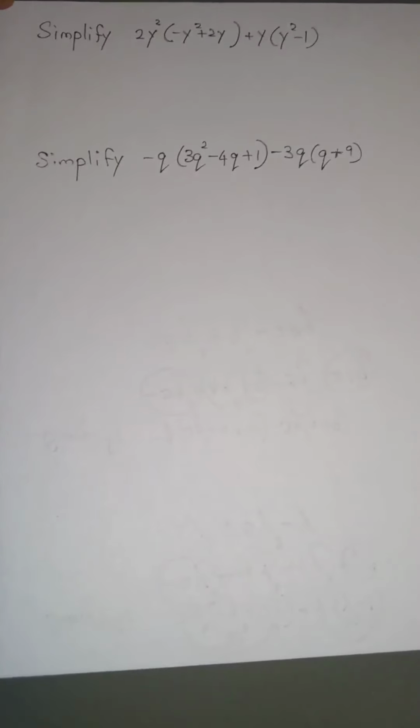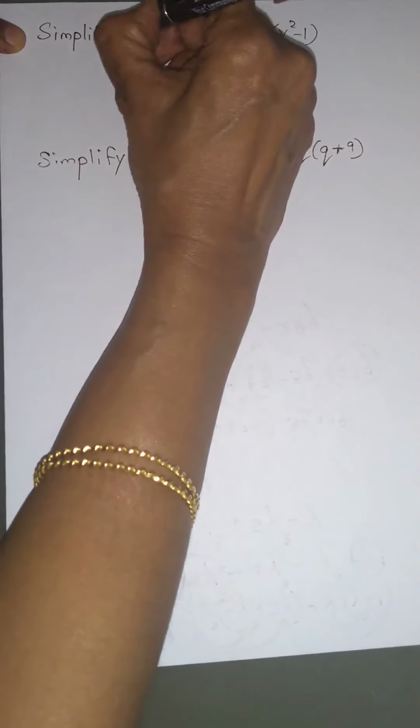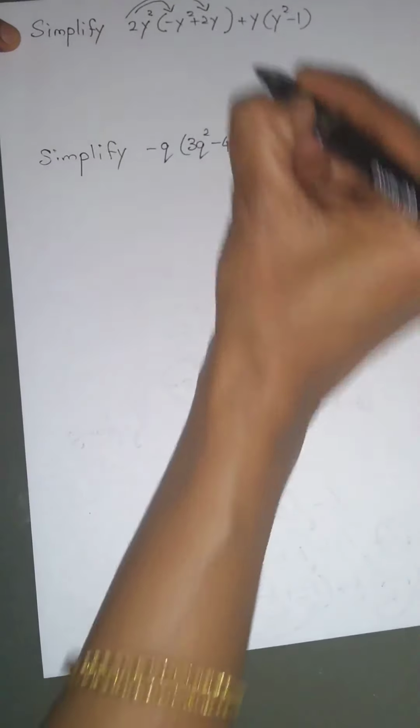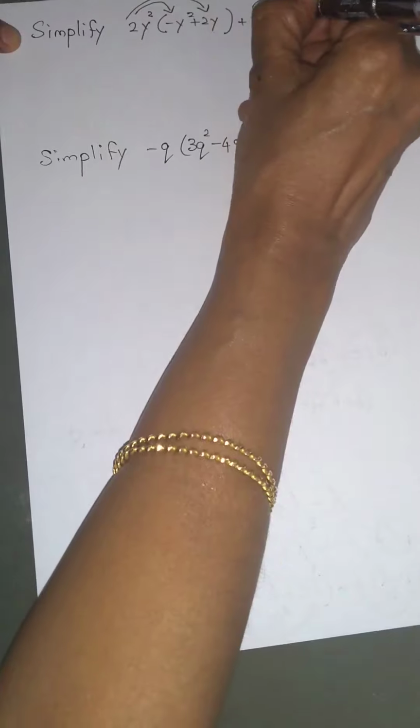Let's simplify these algebraic expressions. To simplify these expressions, we have to expand the brackets and then collect like terms. So let's expand the brackets using the distributive law. The distributive law is multiplying the term outside the bracket by each of the terms inside the bracket. And we're going to do that for both brackets.